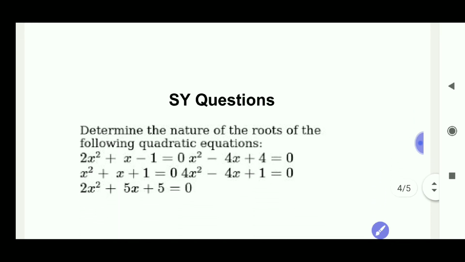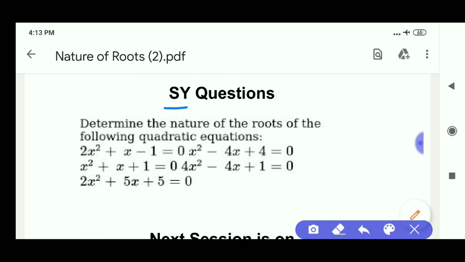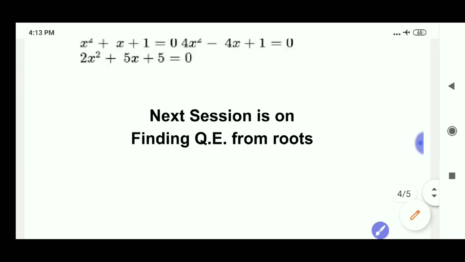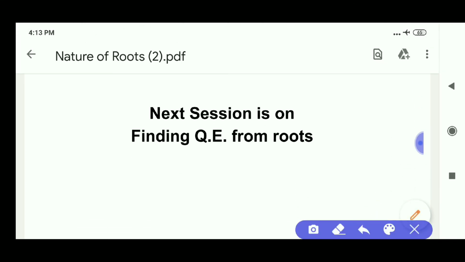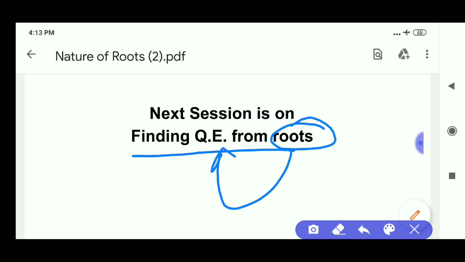Dear students, these are solve-yourself questions. Our next video is finding a quadratic equation from roots. That means roots are given, then we have to find the quadratic equation.